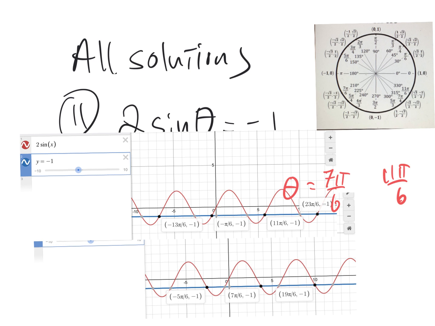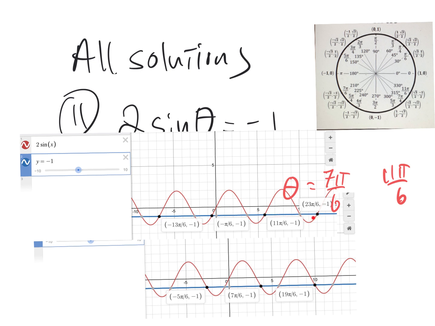I treated them like a system of equations where there's the 2 sine theta, and then y equals -1. That's on the other side. And then we look for where they cross. So now remember, it's got to be equal to -1. So there's the 11 pi over 6. See that? And then here's the 7 pi over 6. So far I've only dealt with these two answers. But I'm seeing a lot more answers.